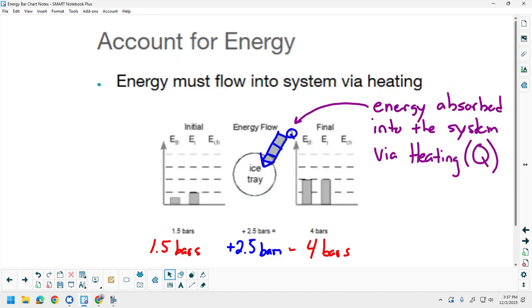And so now energy was absorbed by the tray of ice from the surroundings, and once again, via heating. That ice tray was cold, was in warm air on a warm counter. The vibrations and the motion of those warm air particles were colliding with the ice, speeding up those ice particles, absorbing that energy. Overall, we gained 2.5 bars of energy via heating. So again, that Q. So we can see the energy going into the system, hence why in the final, the energy is increasing.